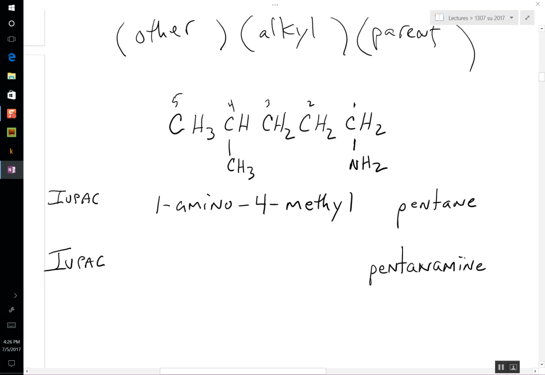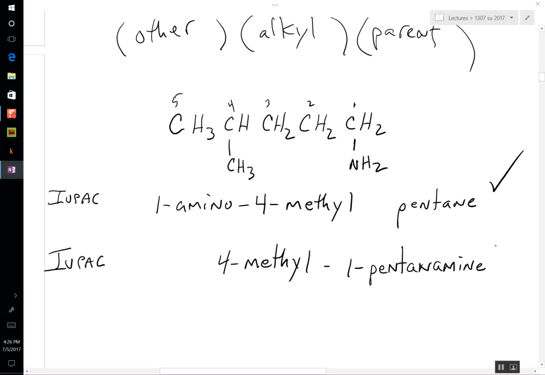Now in this case, we need a number, because I've just said I've got an amine functional group on this 5-carbon chain. Where is it? It's on the first carbon. So it'd be 4-methyl-1-pentanamine. Which way do you want to name it?